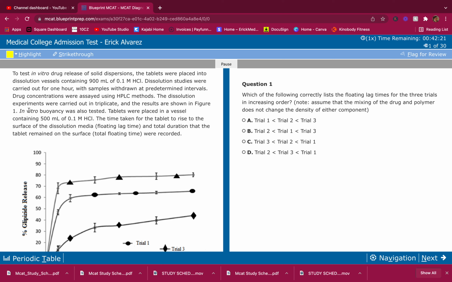In vitro buoyancy was also tested. All right, the buoyancy was also tested. Tablets were placed in a vessel containing 500 milliliters of 0.1 molar HCl. The time taken for the tablet to rise to the surface of dissolution media, floating lag time, and total duration that the tablet remained on the surface, total floating time, were recorded.